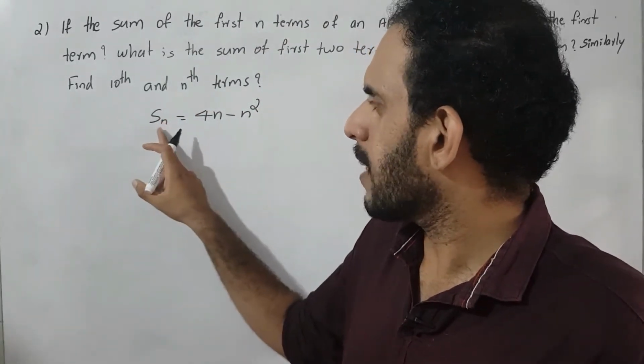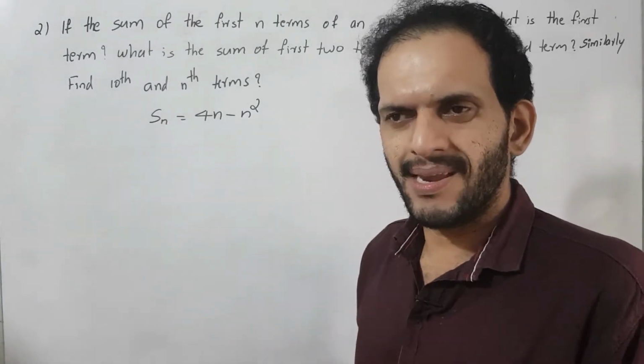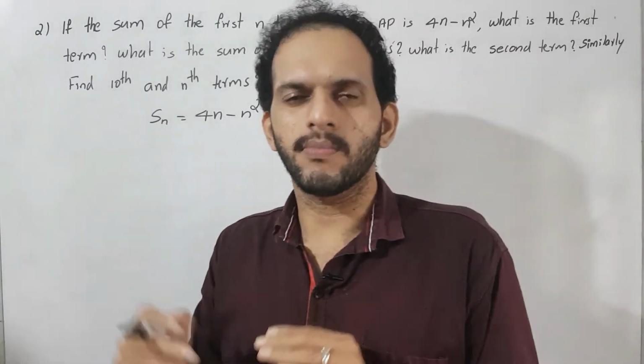So we substitute n is equal to 2. What does it mean? It's the sum of first two terms.